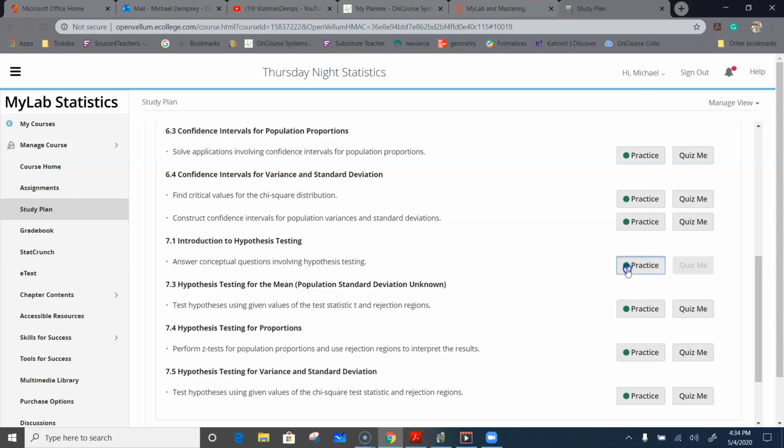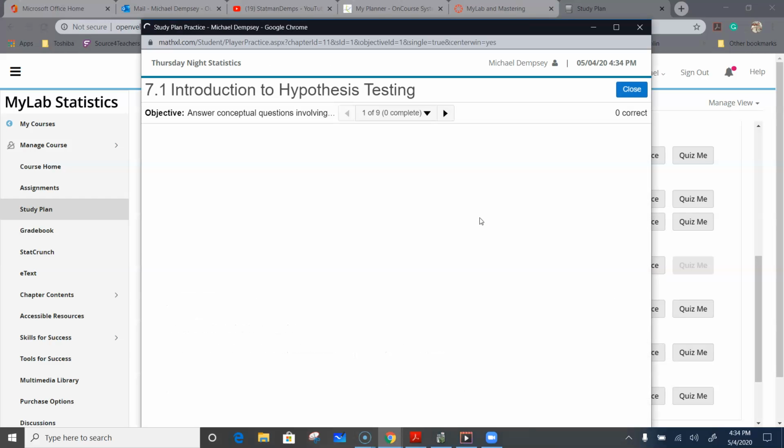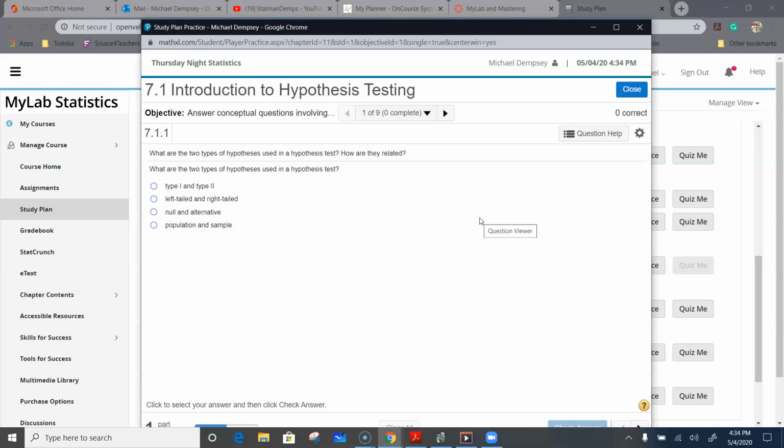The practice I like better because they can give you some help with them, but my quiz me button is weighted out for this. So just some conceptual questions on hypothesis testing, right?